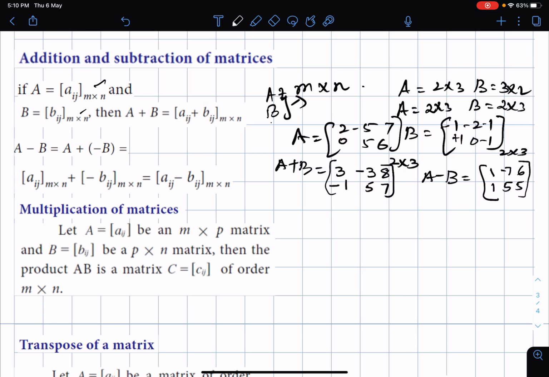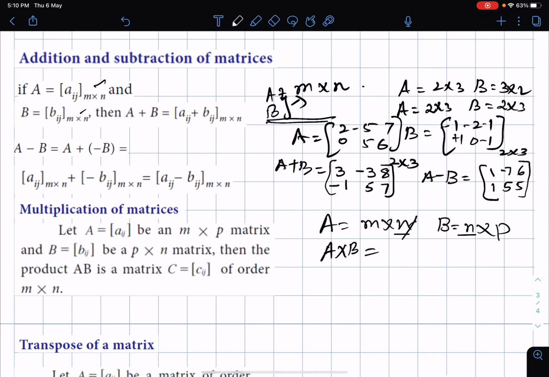Similarly, as we had a condition for addition and subtraction, for multiplication also we have a condition. Suppose A's order is m cross n, then B's order should be n cross p. That is, the number of columns in A should be equal to the number of rows in B. Then only can we multiply these matrices, where n and n get cancelled and the result will be m into p.